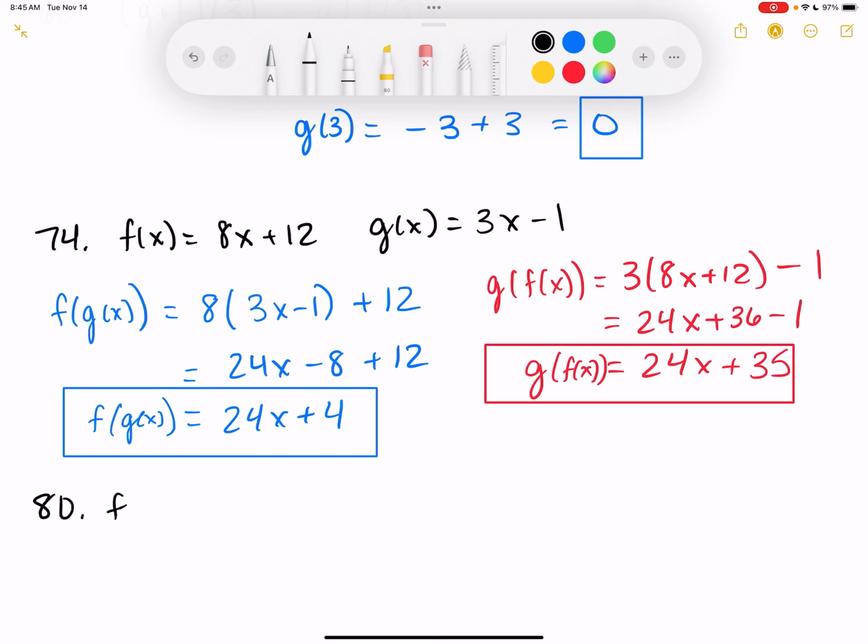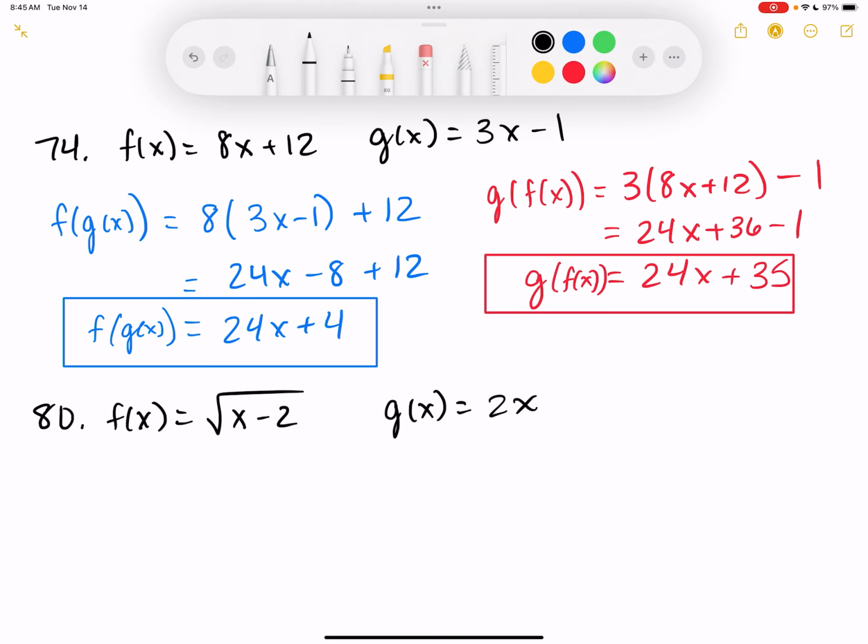F of x is equal to the square root of x minus 2. G of x is equal to 2x. So f of g of x, these ones obviously look a little different because I'm plugging something in under a radical, but I'm going to plug in 2x for x in f of x. So this is going to be the square root of 2x minus 2. And there's nothing more that I can do to that.